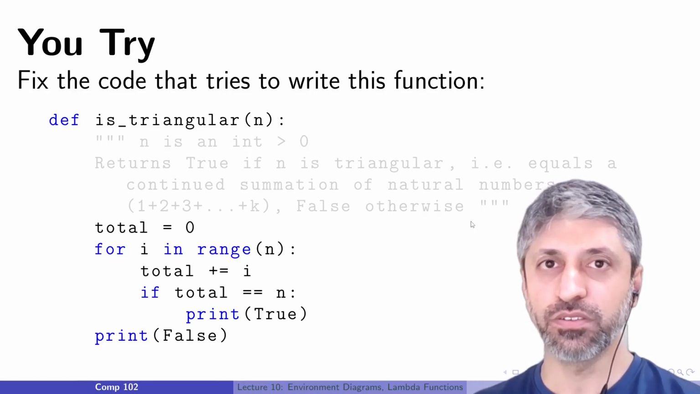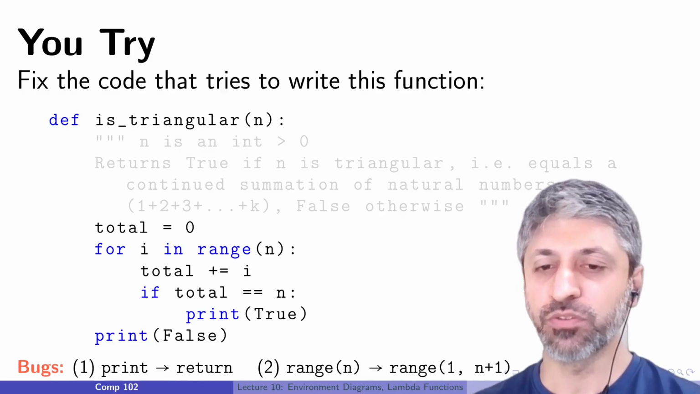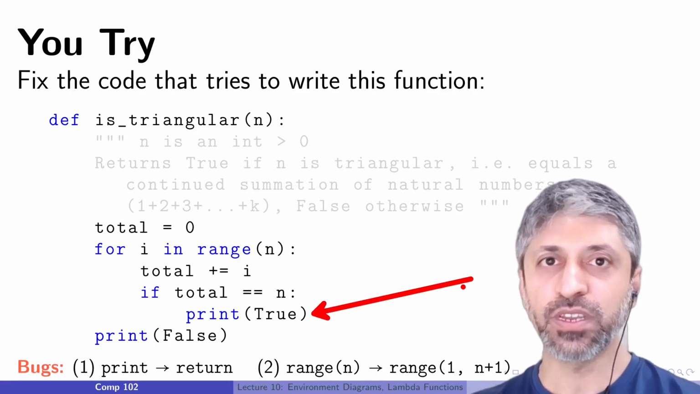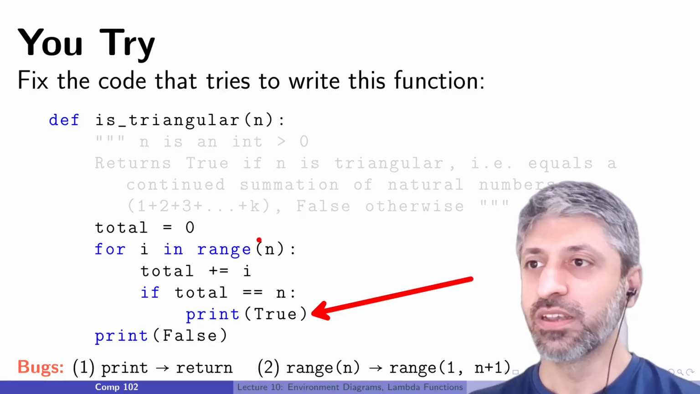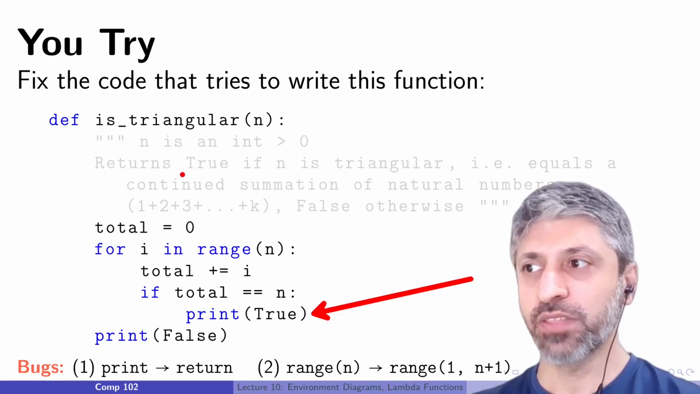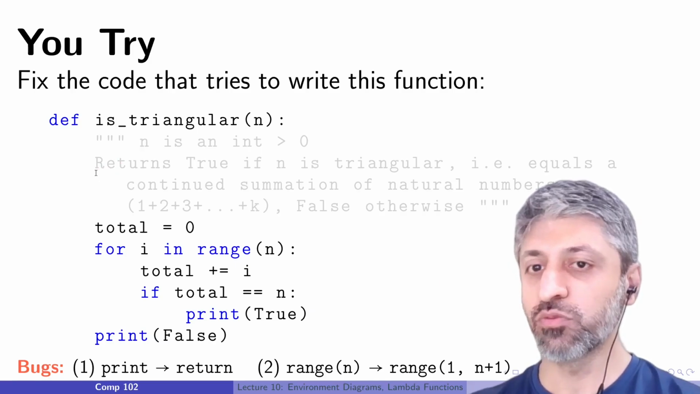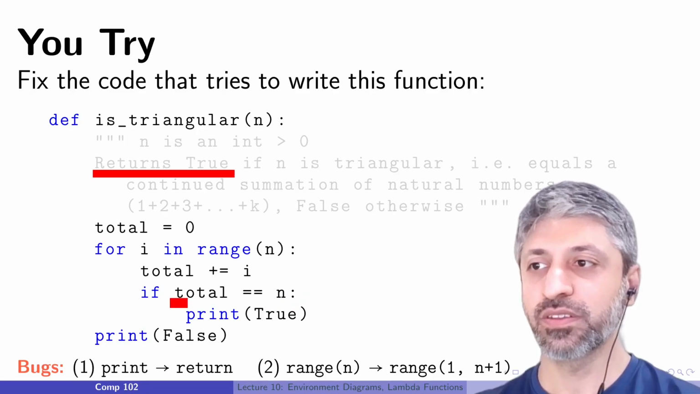There are actually two bugs. First, we are using print where we should be using return in this case. Without return, the function doesn't actually stop. It just keeps on going, always printing False at the bottom. Besides, if you take a look at the requirements, it explicitly asks you to return True, not print anything on the screen.